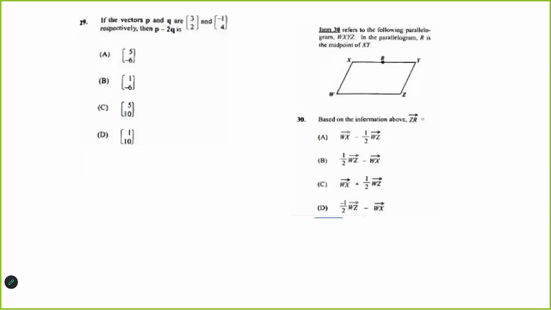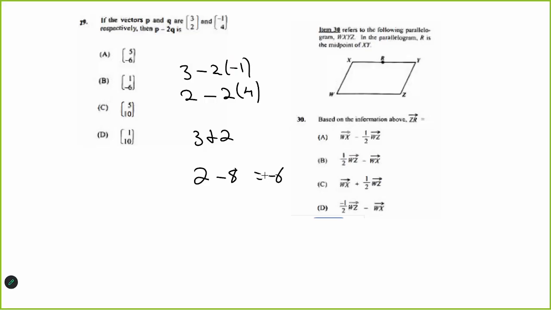This one here, P minus 2Q, that's 3 minus 1, and then 2 minus 2, 4. So that's 3 plus 2, and then 2 minus 8, which is equals to minus 6. So it'll be 5 minus 6, which is 8.